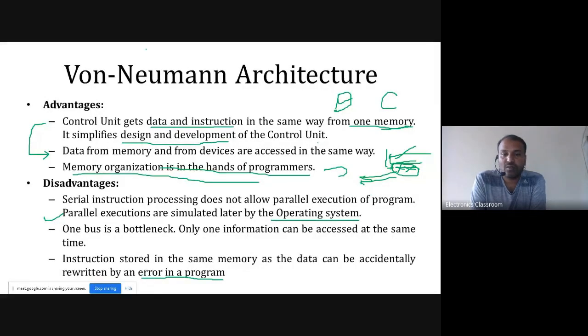So instructions stored in the same memory as the data can be accidentally rewritten by an error in the program. So it is a disadvantage of having the same memory.